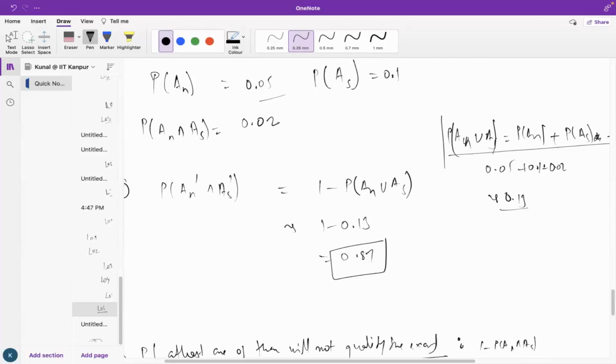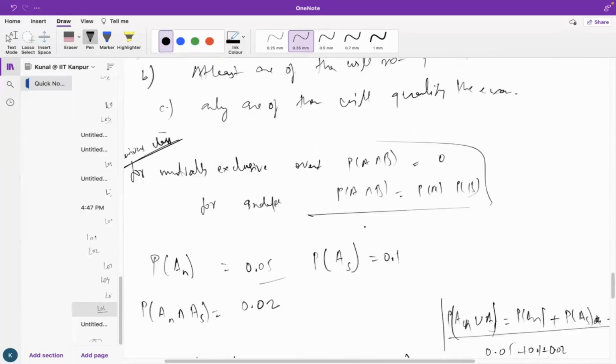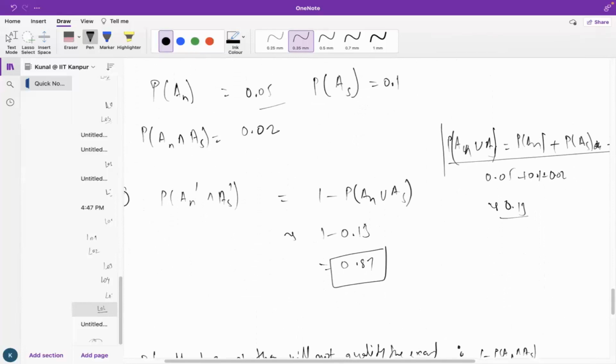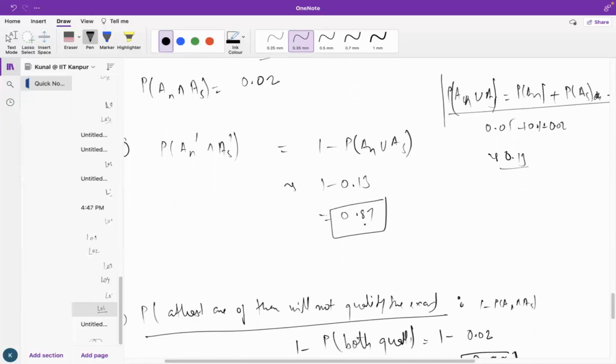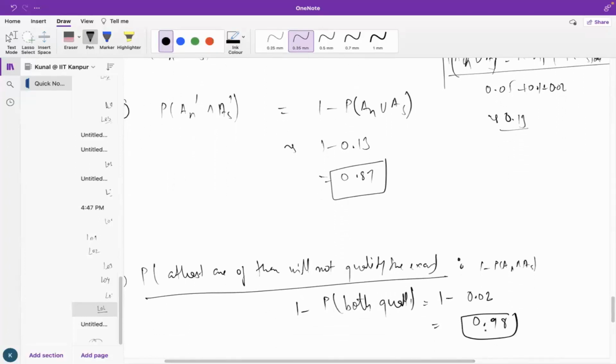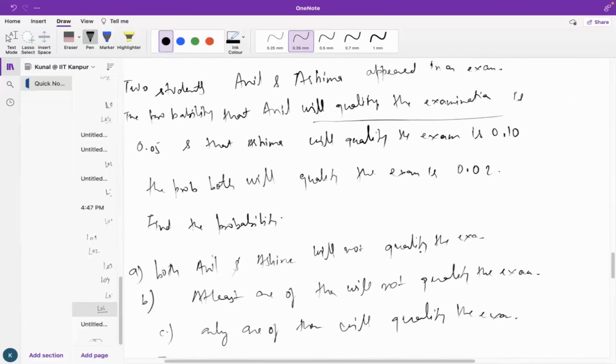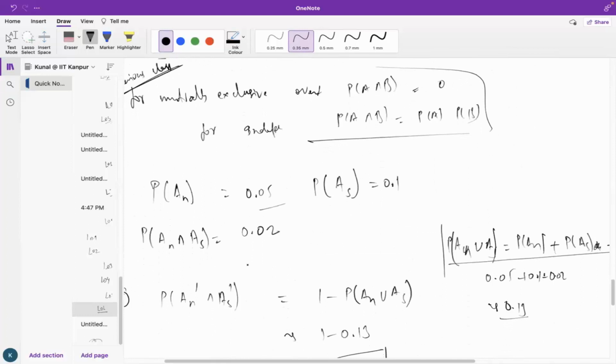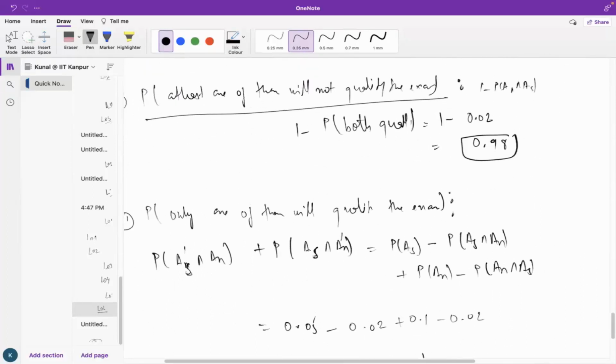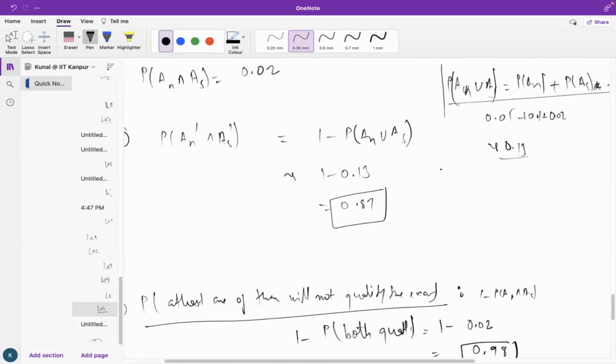And according to the second question, what we have to find is that at least one of them will qualify the exam. At least one should qualify, either Anil qualifies, or Asima qualifies, or both qualify. So there is the possibility, and it is obvious that it is greater than 87%, right? So it will be 98%. So what I'm doing is one minus both qualify. There is something given: when both qualify, it's given as 0.02. So I have to just subtract, 1 minus 0.02.